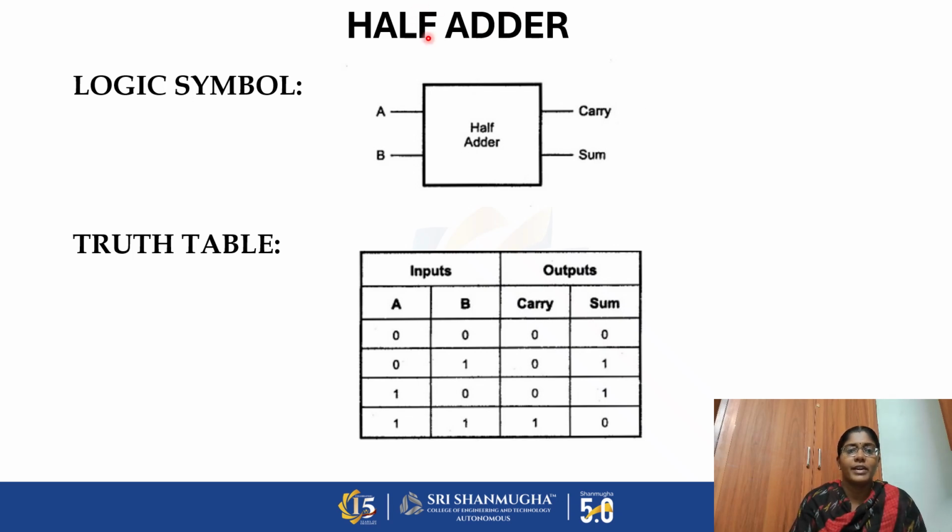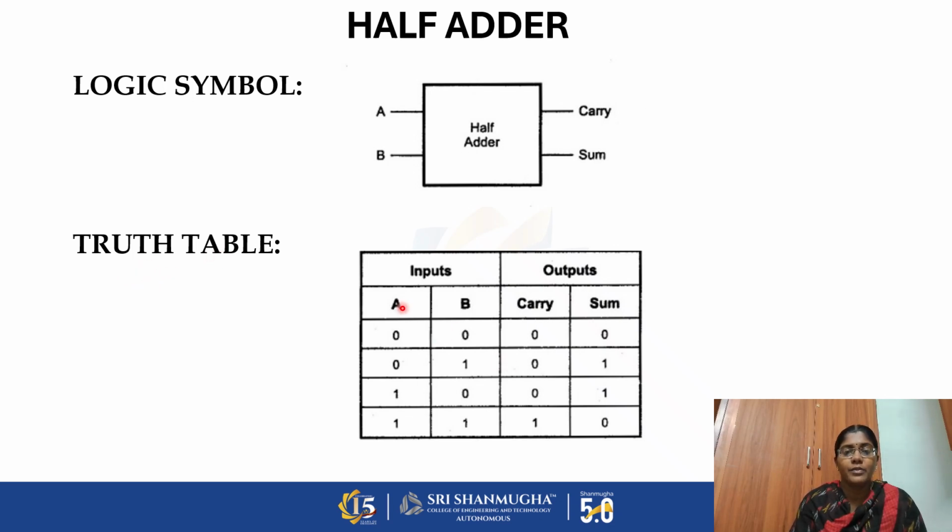The first one is the half adder. Here we can see the block logic symbol of the half adder. In a half adder, we have two input lines, so we can give two single digit binary numbers. The half adder is the combinational circuit which processes the two single digit inputs, and it will produce two outputs, carry and sum.